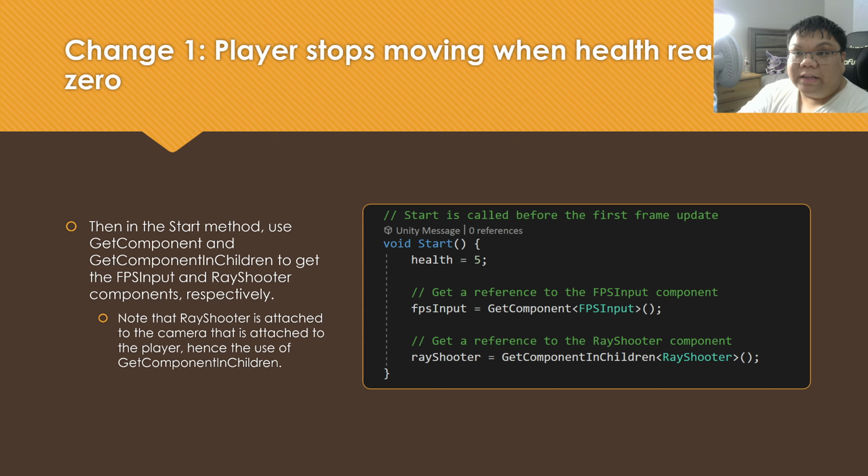And that's because the race shooter is attached to the camera. The easiest way to get that component attached to the camera is to say get component in children. So this is a method we can use to get a component that is not attached to the player, but rather attached to something else that's attached to the player. So now we have references to our two components, FPS input and race shooter.